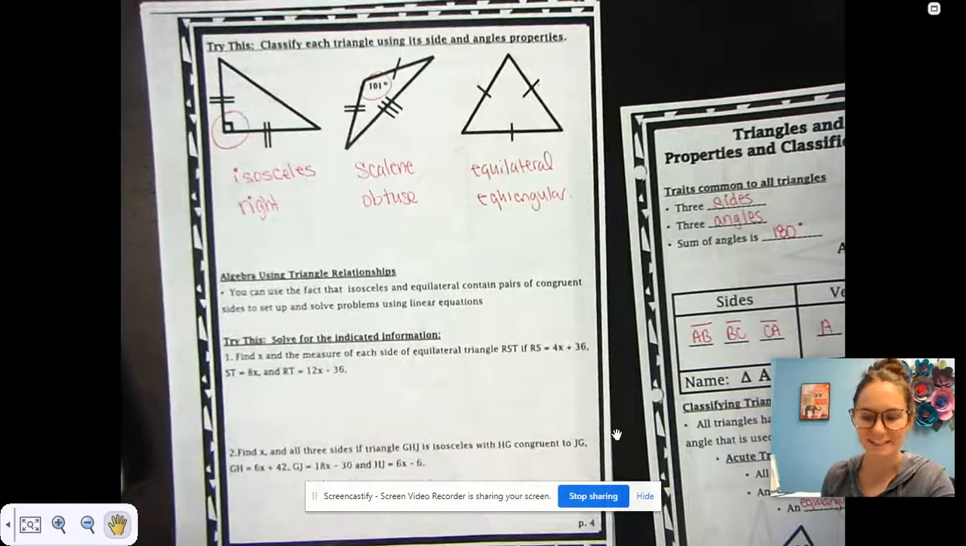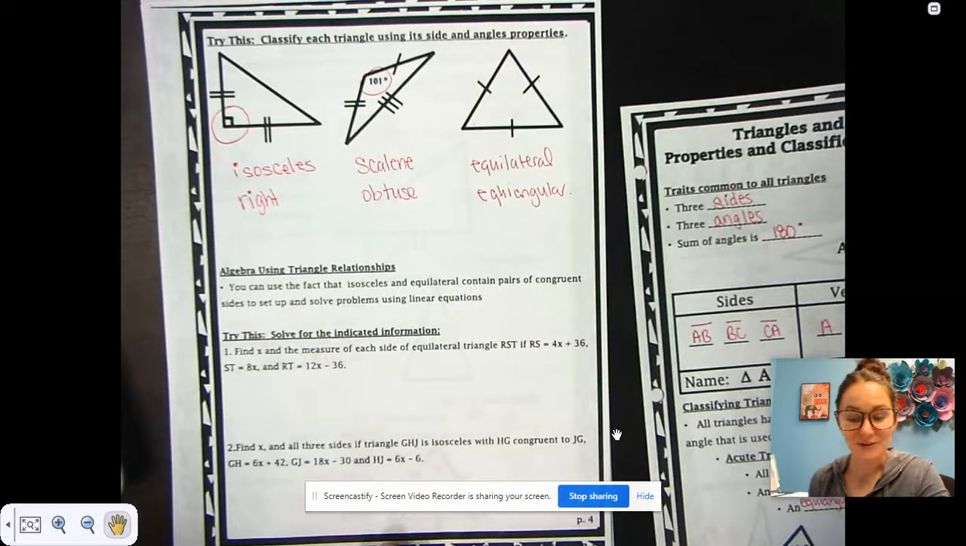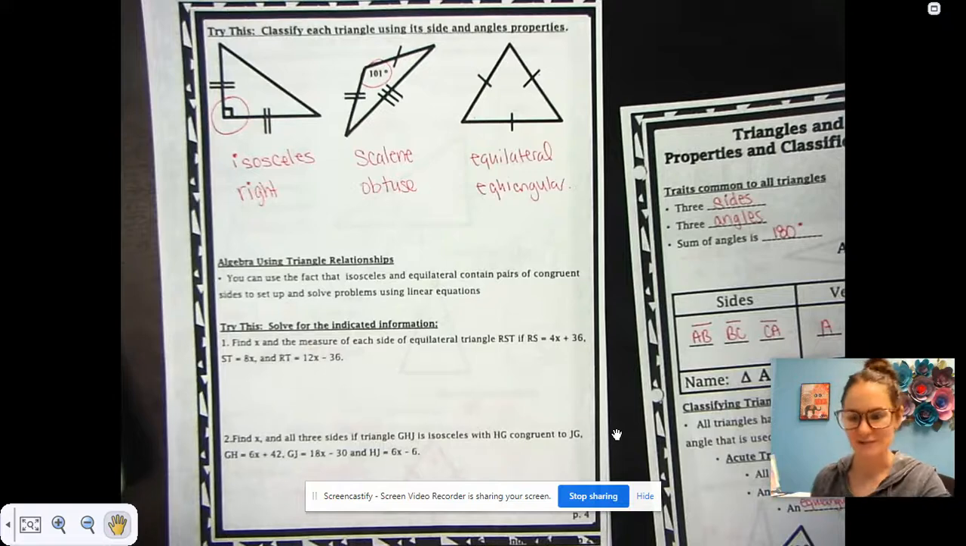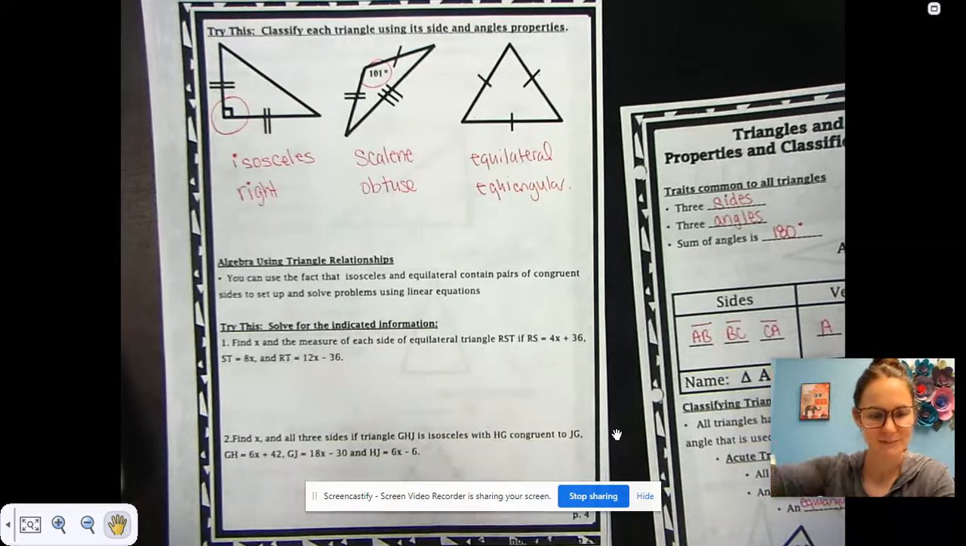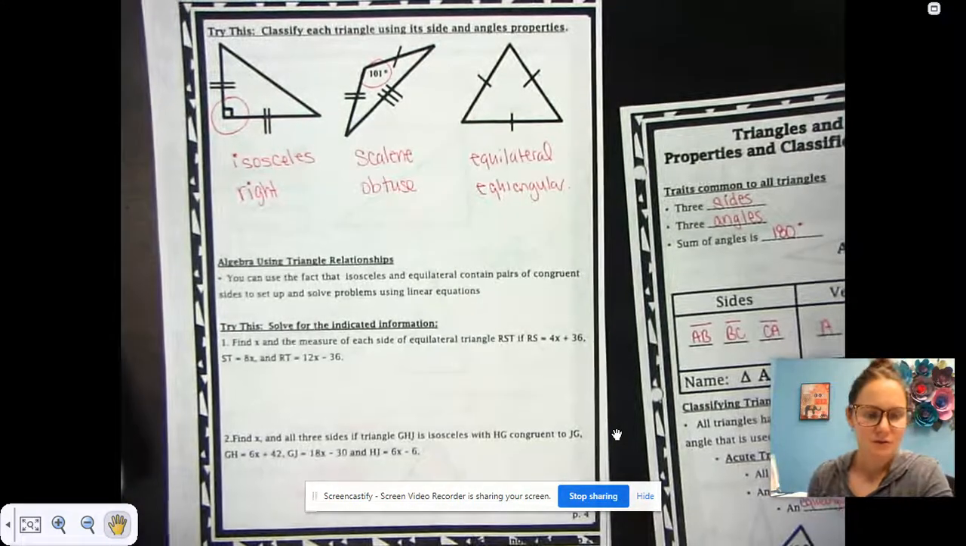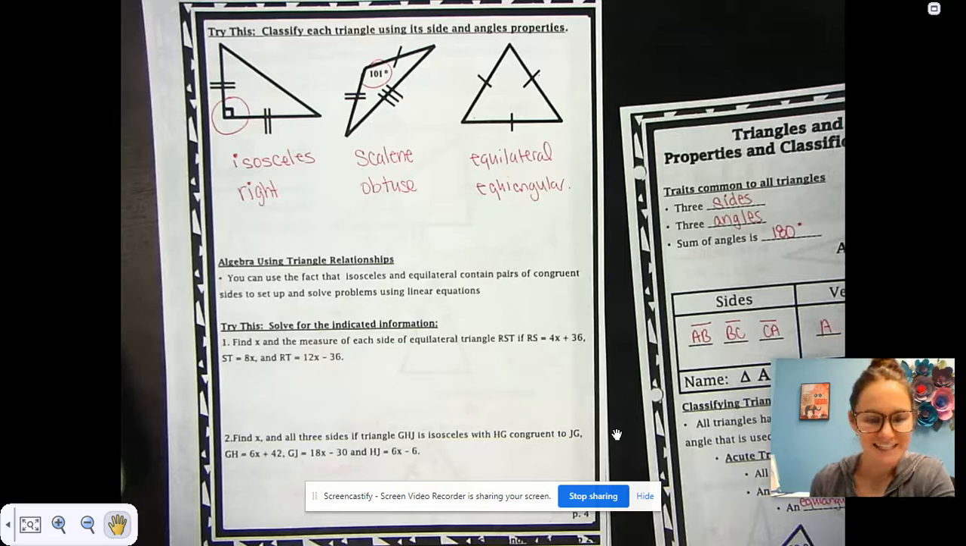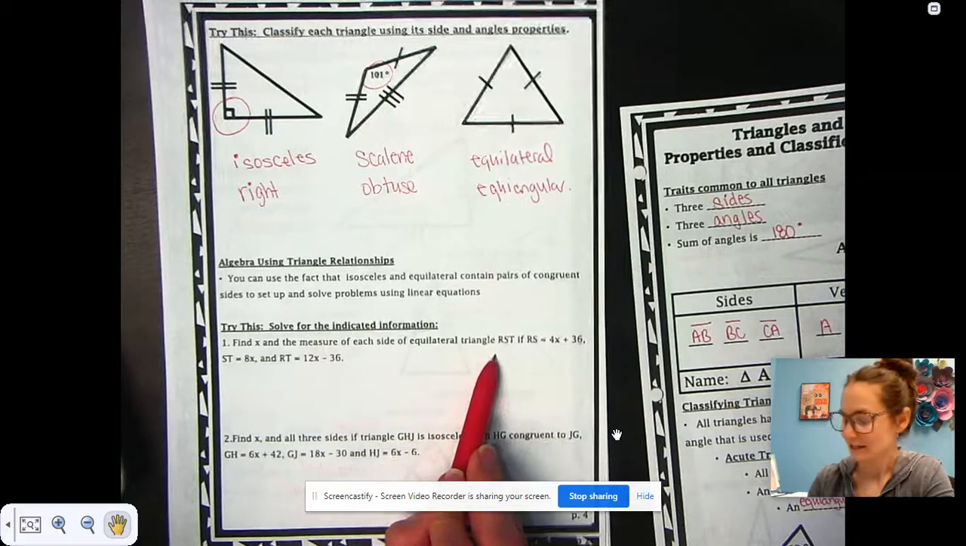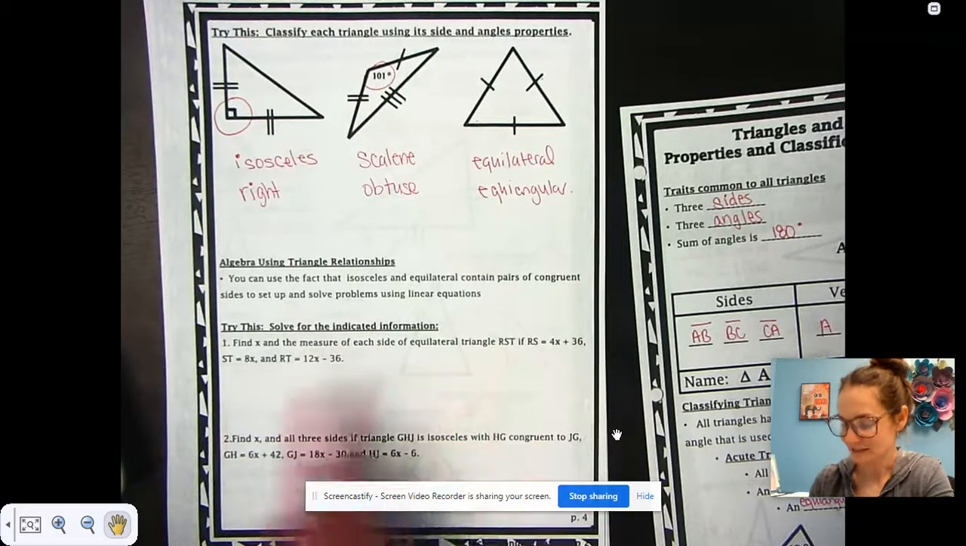Okay, good. If anytime I'm going too fast, go ahead and pause me, write down what you need to, and then move on. Let's go down to this bottom part. You can use the fact that isosceles and equilateral contain pairs of congruent sides to set up and solve problems using linear equations. Okay, so it says try to solve this one. Find x and the measure of each side of an equilateral triangle, and they give us the name here, RST. If RS is this, ST and RT.